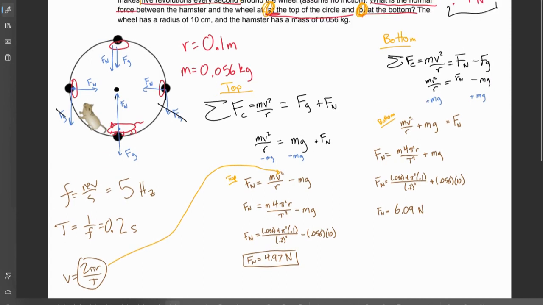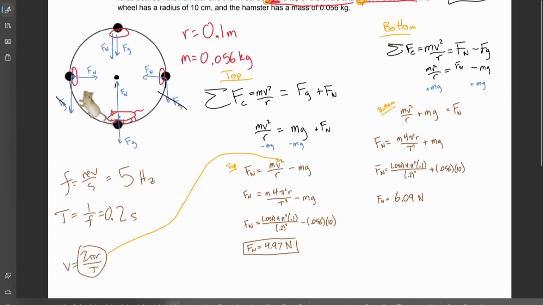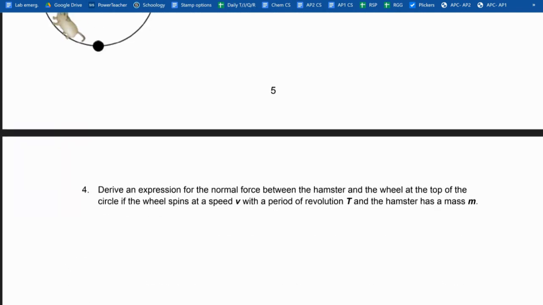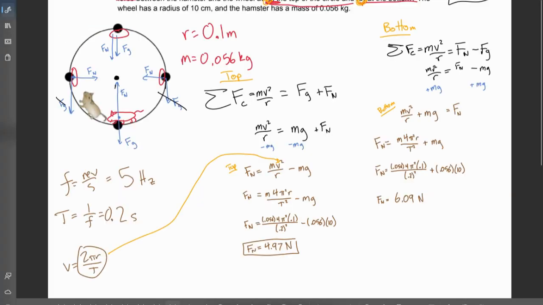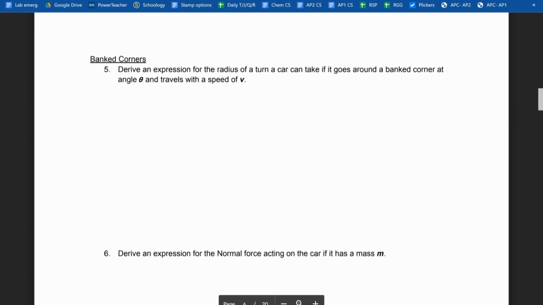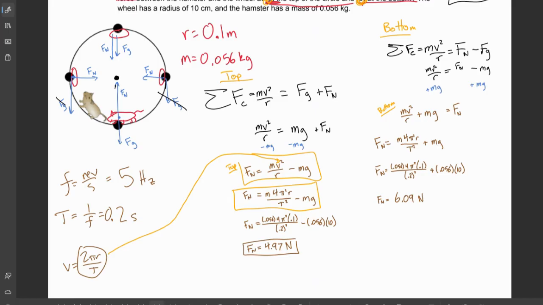All right. So that's number 3. I believe number 4, if I remember correctly. Yes, derive an expression for the normal force at the top of the wheel. We already did that. That is right there, or right here, whichever one you want. All right. And then number 5 and number 6 are on banked corners. That's something that AP doesn't really emphasize anymore, so I won't do that in this video. If you're curious about them, come find me outside of class. Happy to walk through those.